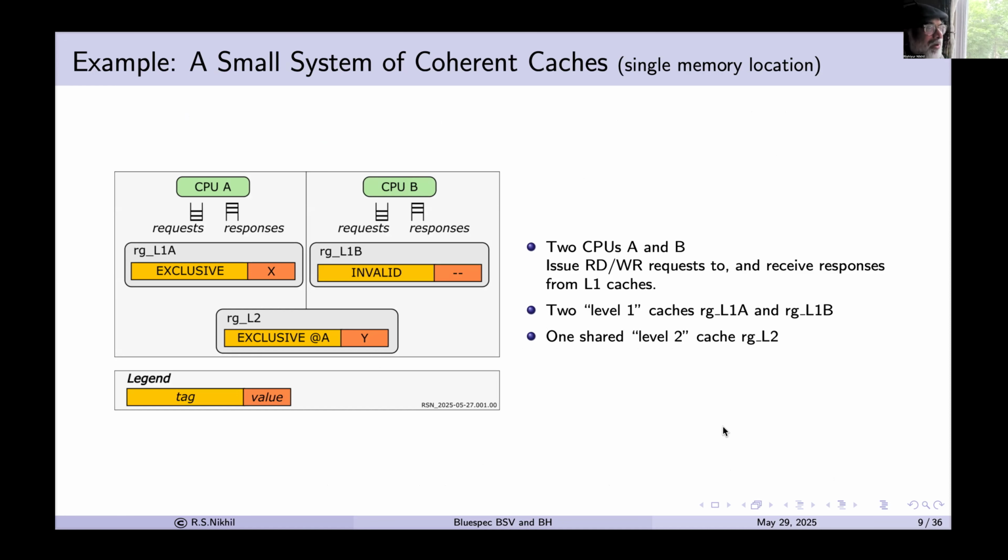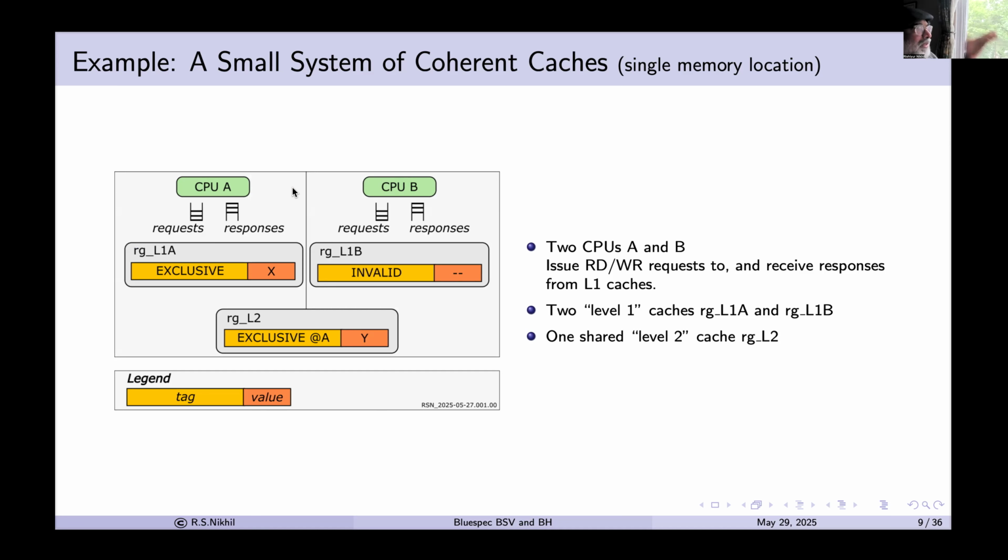I'm going to describe a small toy cache coherent system. It's toy because it has only one location in it, one memory location. So we're not going to worry about addresses here. Just think of having two CPUs, A and B, each of which can send memory requests and get memory responses to a local level 1 cache, L1 cache. And behind the L1 caches, which are private to each CPU, imagine that there's a shared L2 cache behind it.